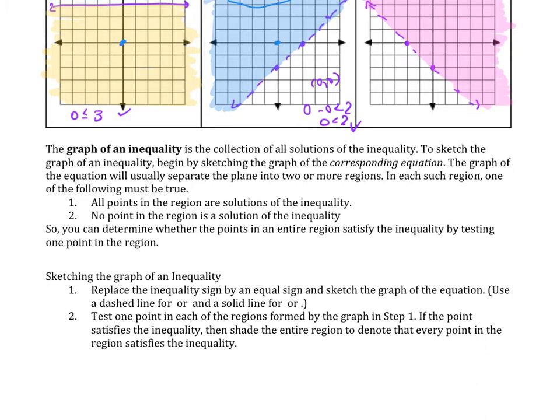So just some general things about graphs of inequalities. It's the collection of all solutions of the inequality. To sketch it, you begin by sketching the graph of the corresponding equation, whatever equation you're given. The graph of the equation will usually separate the plane into 2 or more regions. In each region, one of the following must be true: all points in the region are solutions of the inequality, or no point in the region is a solution of the inequality. So you can determine whether the points in an entire region satisfy the inequality by testing one point in the region. And here are some more pointers about sketching graphs of inequalities. If you need it, you can always refer to this as well.